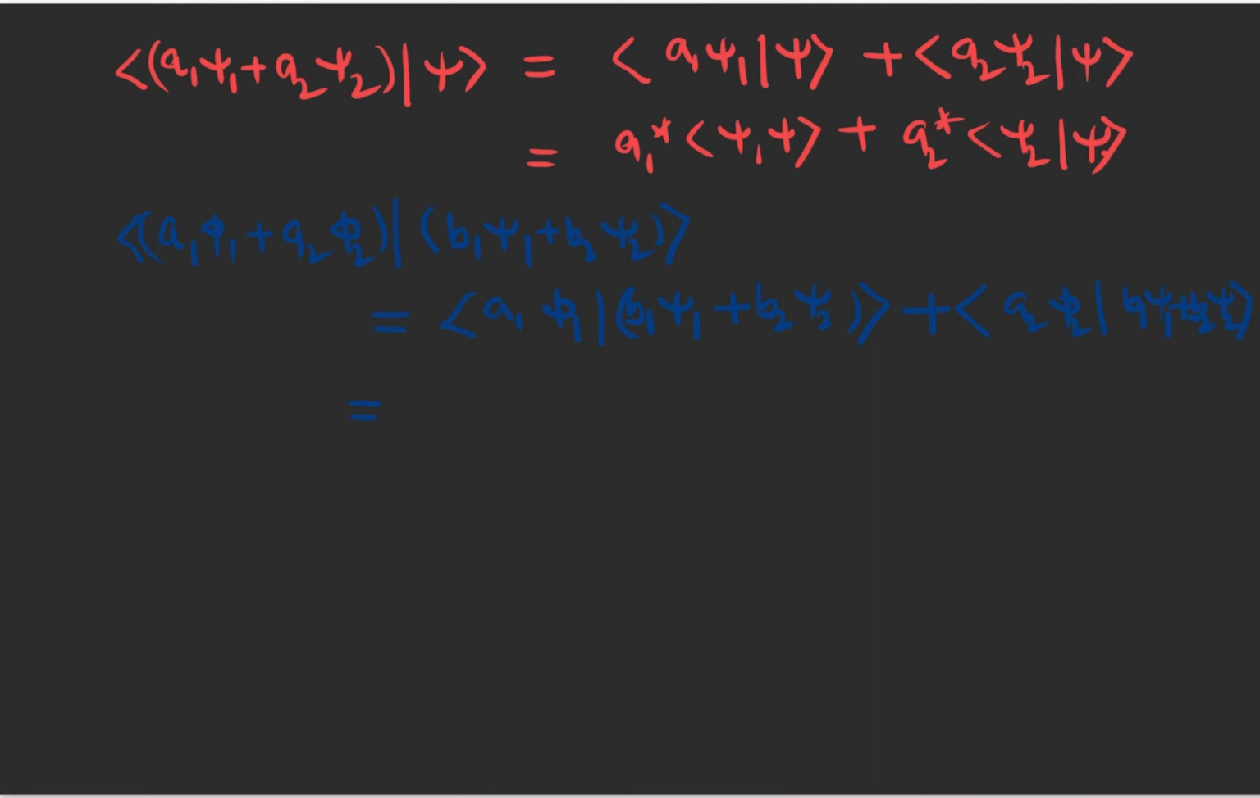is equal to a1 star b1 bracket phi1 psi1, plus a1 star b2 bracket phi1 psi2, plus a2 star b1 bracket phi2 psi1, plus a2 star b2 bracket phi2 psi2. So these are the properties.